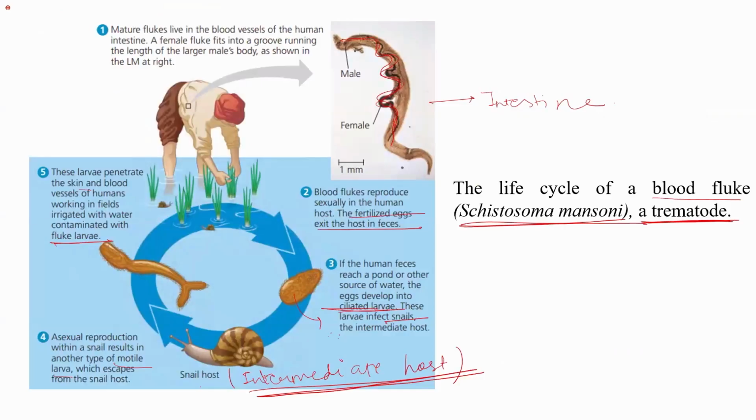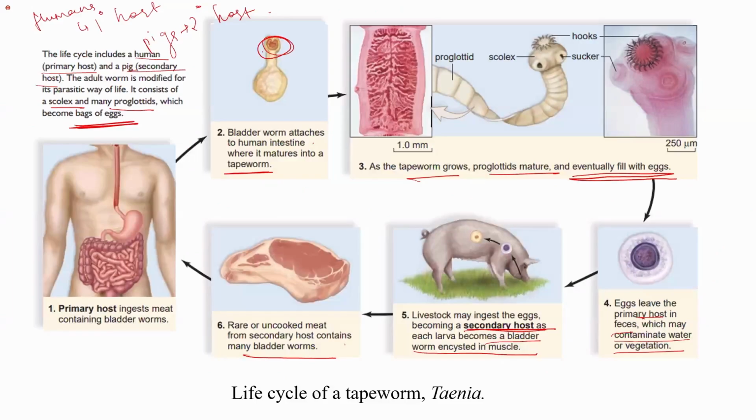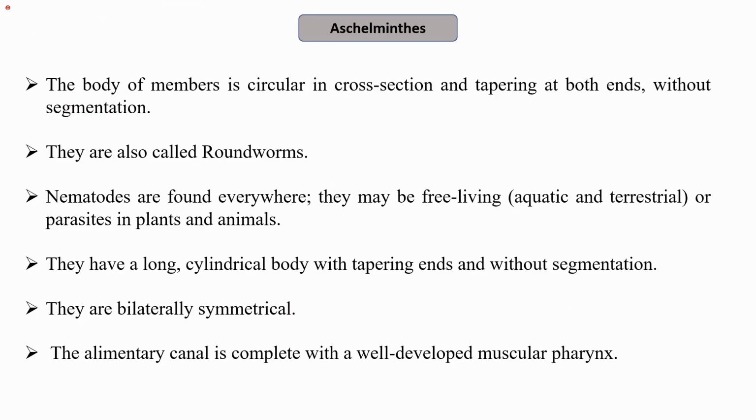We learned about Schistosoma mansoni, which is a trematode, again a platyhelminth, known as the blood fluke. And we learned about the planarians, specifically in the platyhelminthes. The next group is the aschelminthes.